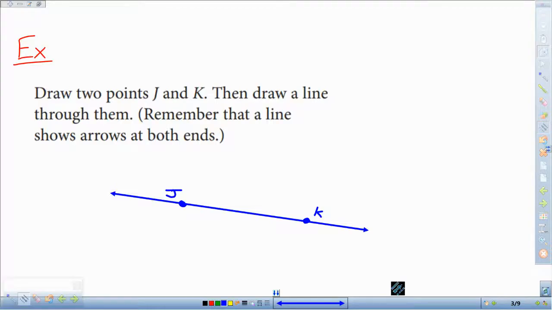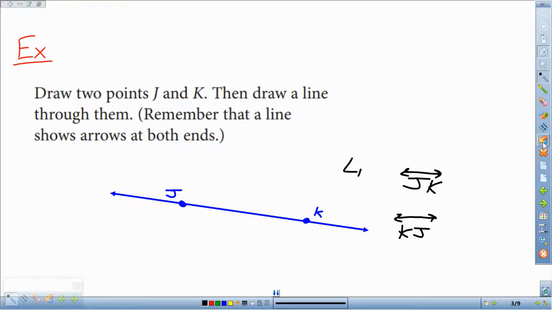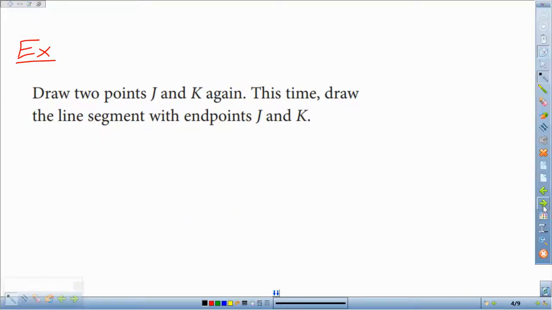We can call that line JK, or we could call it line KJ. Let's go ahead and write the names of it next to it. Line JK, and we could also call it line KJ. Normally we'll use the shorthand like that when we name things. I won't necessarily write out line JK because it's just easier. So yeah, nice simple example. Let's see what we got next. All right, so let's try another one. Again, go ahead, pause your video, put example, get the directions, and then we'll try this together.